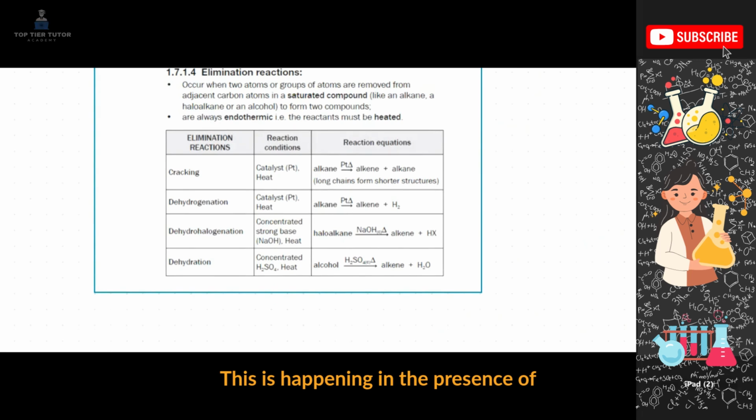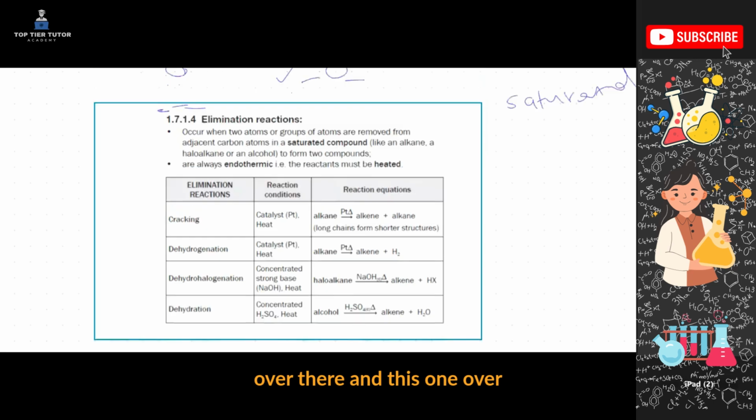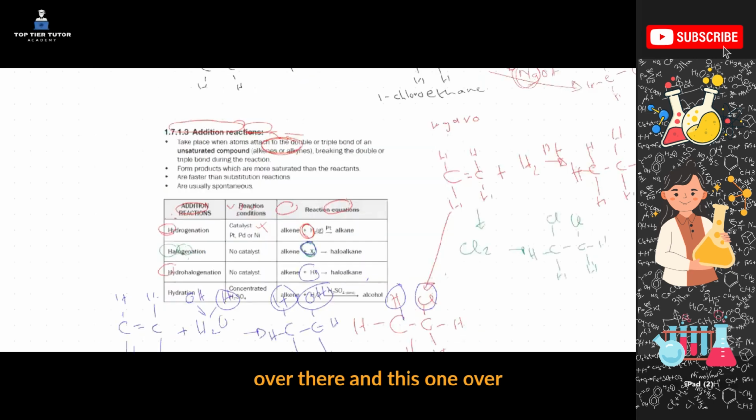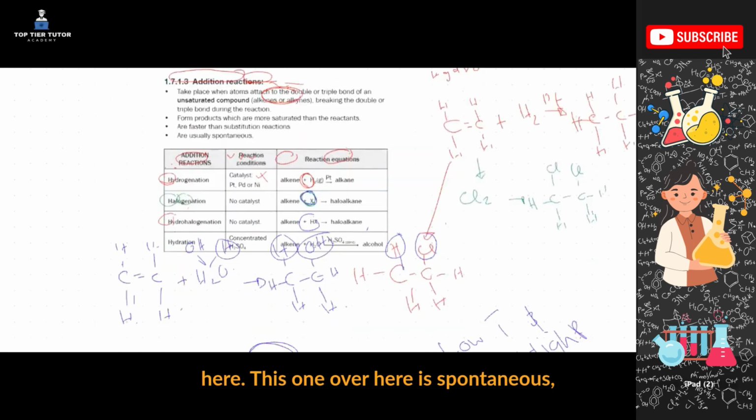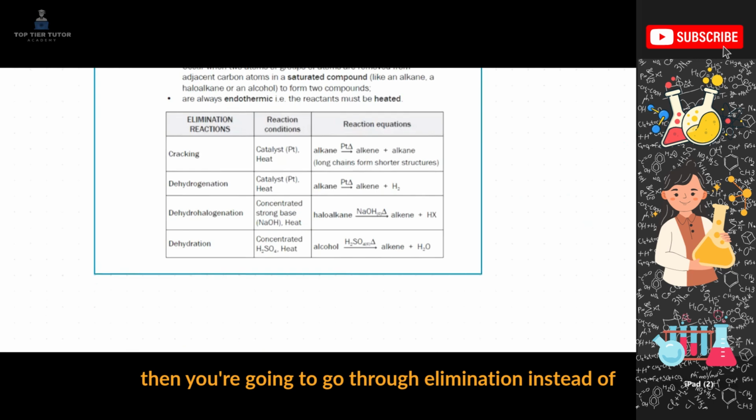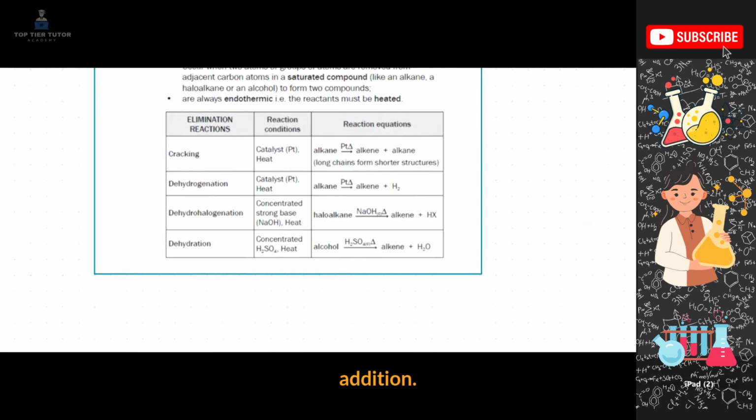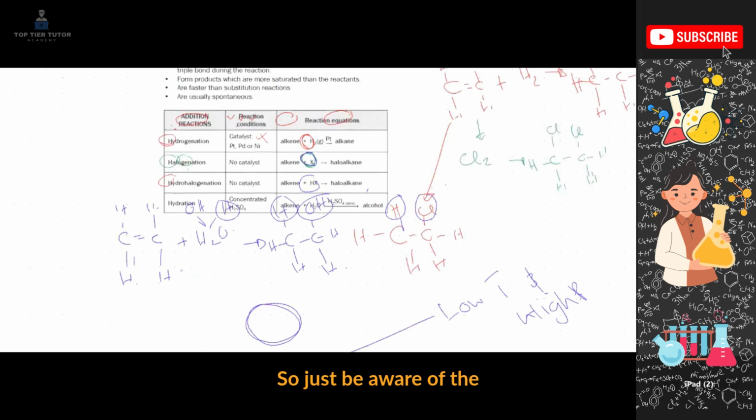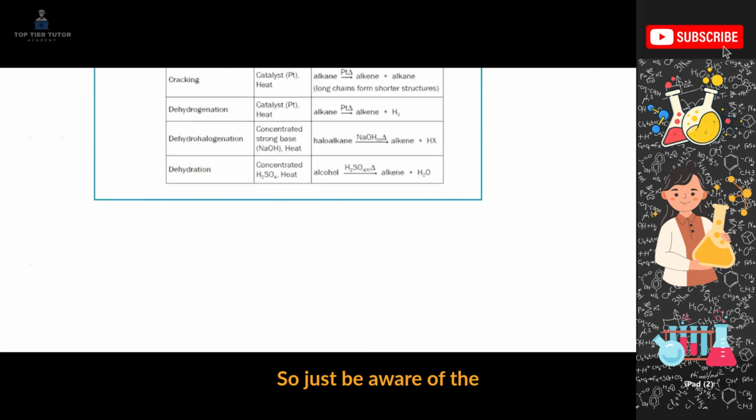This is happening in the presence of concentrated sulfuric acid and heat. That is the difference between that reaction over there and this one over here. This one over here is spontaneous, does not require heat. When you put in heat, then you're going to go through elimination instead of addition. So just be aware of the differences.